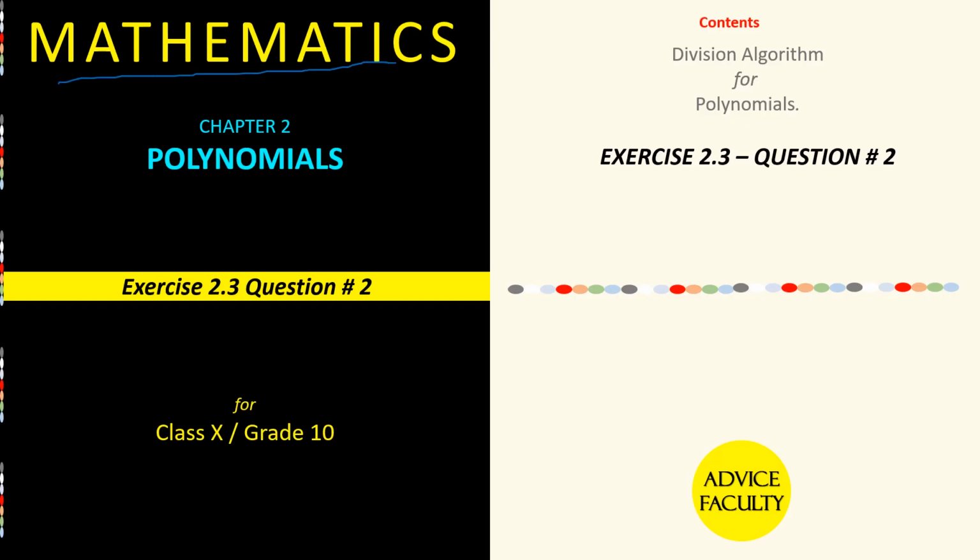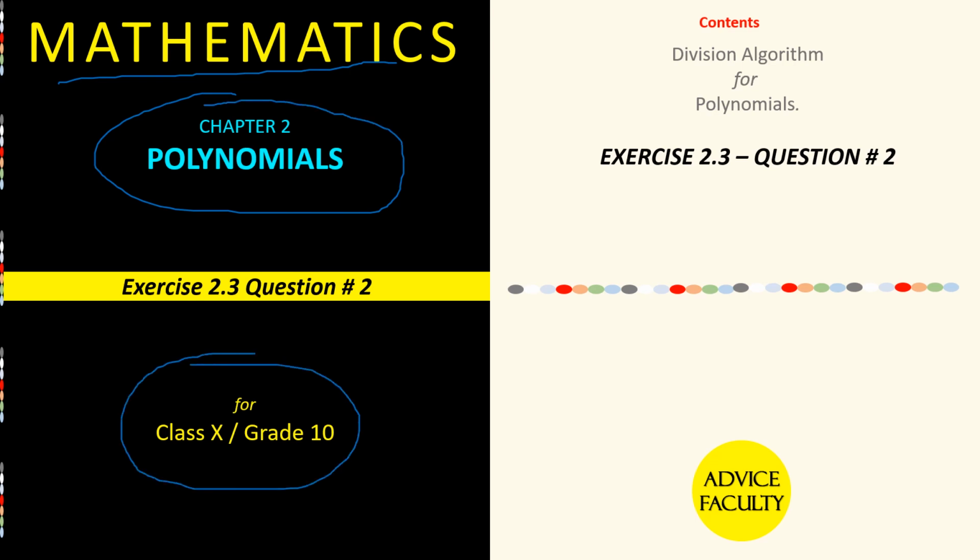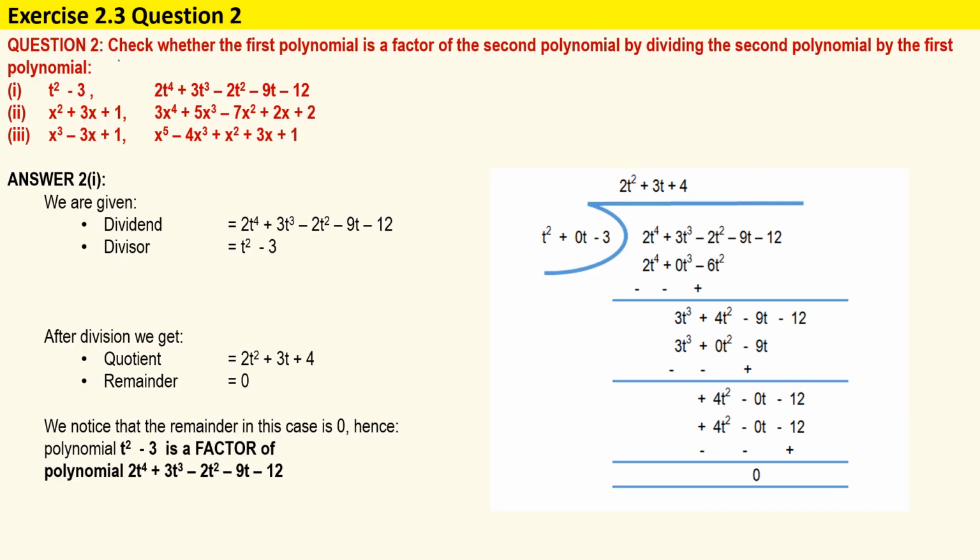Welcome to this session on Mathematics Chapter 2 Polynomials for Class 10 or Grade 10. We are covering in this session exercise 2.3 question number 2. Question number 2 states, check whether the first polynomial is a factor of the second polynomial by dividing the second polynomial by the first polynomial in these given cases.